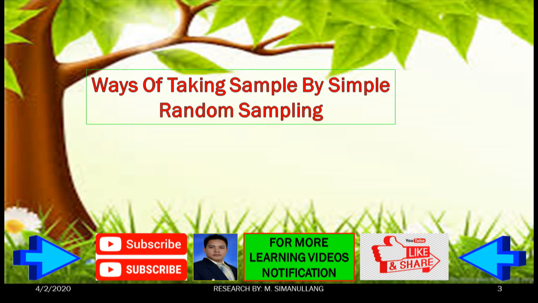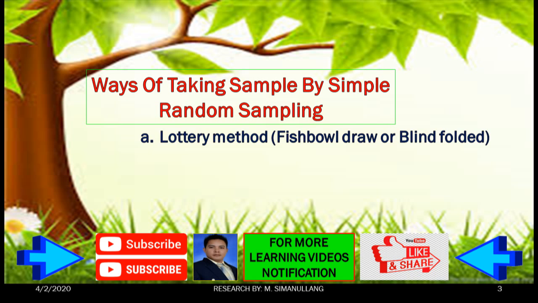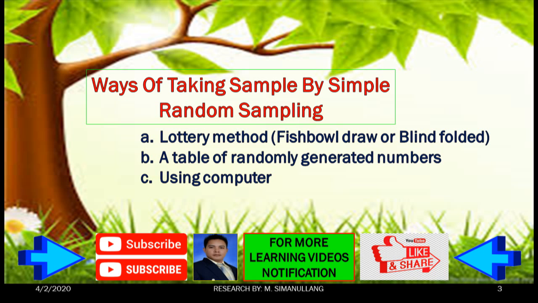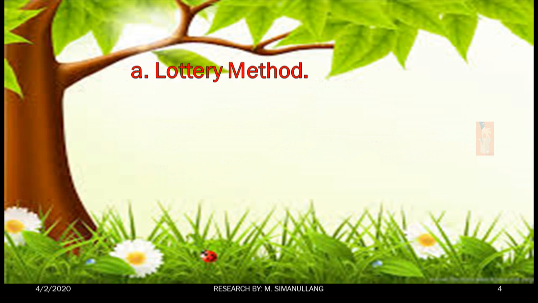Now let's discuss the steps or techniques or ways of taking a sample by simple random sampling. It can be done by the lottery method, by a table of randomly generated numbers, and by using a computer. Using a computer will be discussed in specific videos, and now we focus on using the lottery method and the table of randomly generated numbers. Let's discuss the lottery method first.